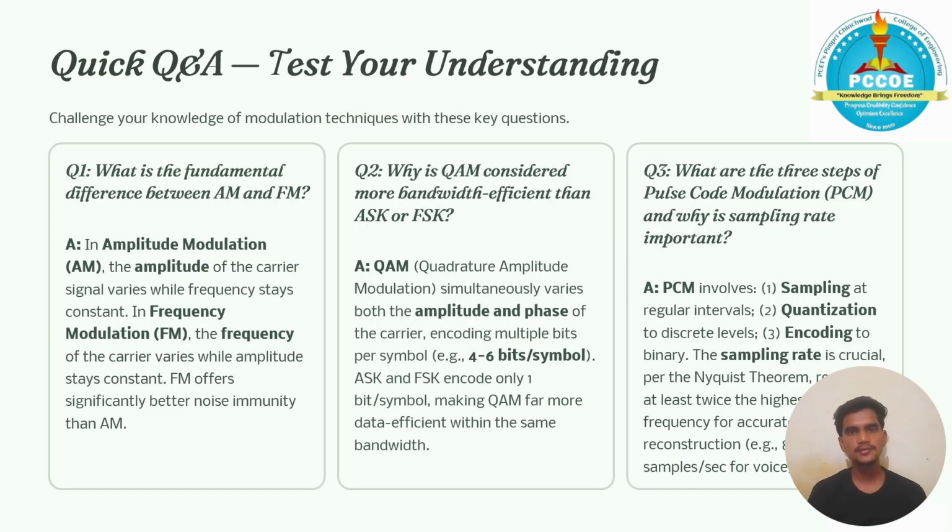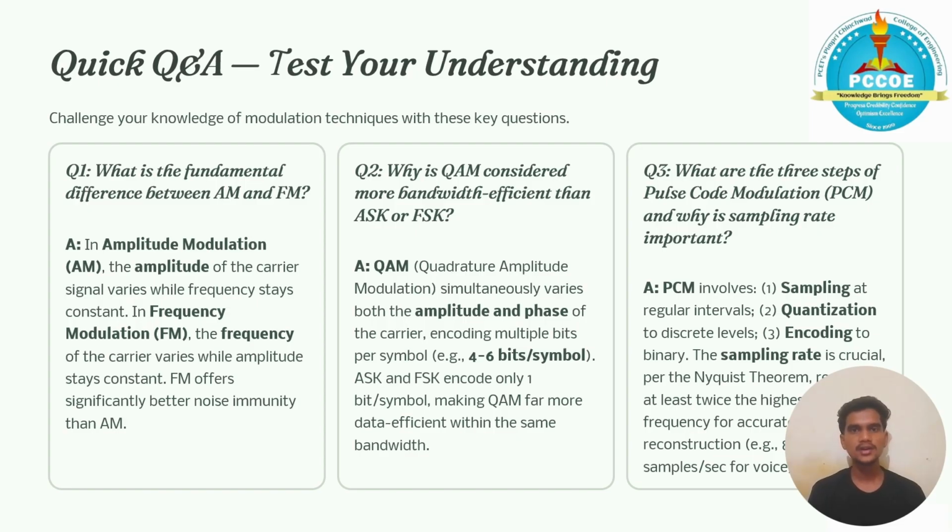Before I open the floor for questions, here are three important questions from these topics along with their answers for quick revision. Question 1. What is the difference between AM and FM? In AM, amplitude changes, in FM, frequency changes. FM is more noise resistant. Question 2. Why is QAM more efficient? Because it changes both amplitude and phase together, allowing more bits per symbol, up to 8 bits in 256 QAM.